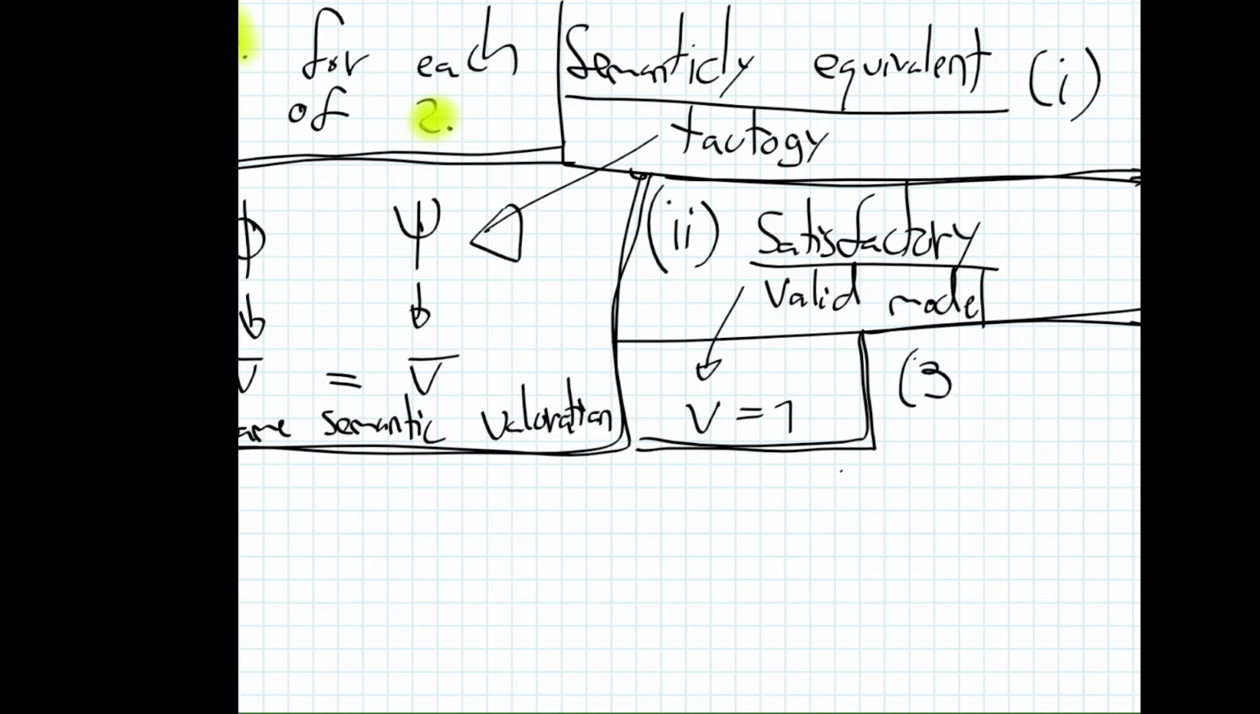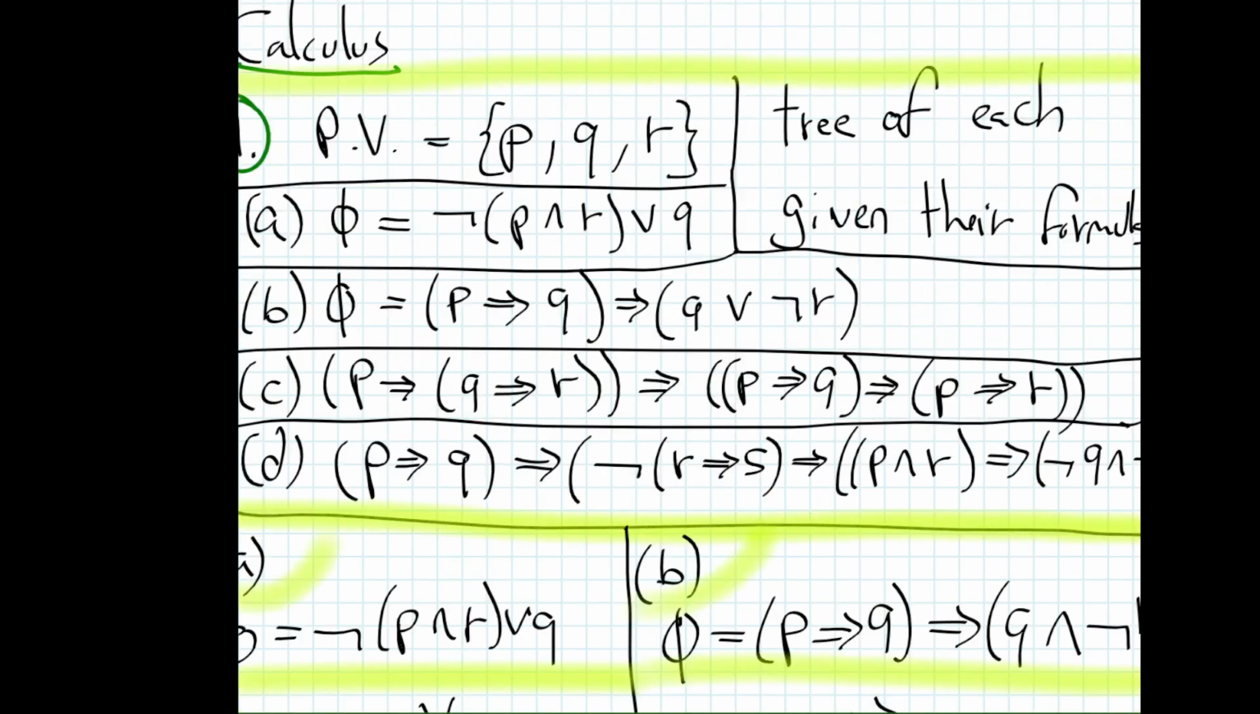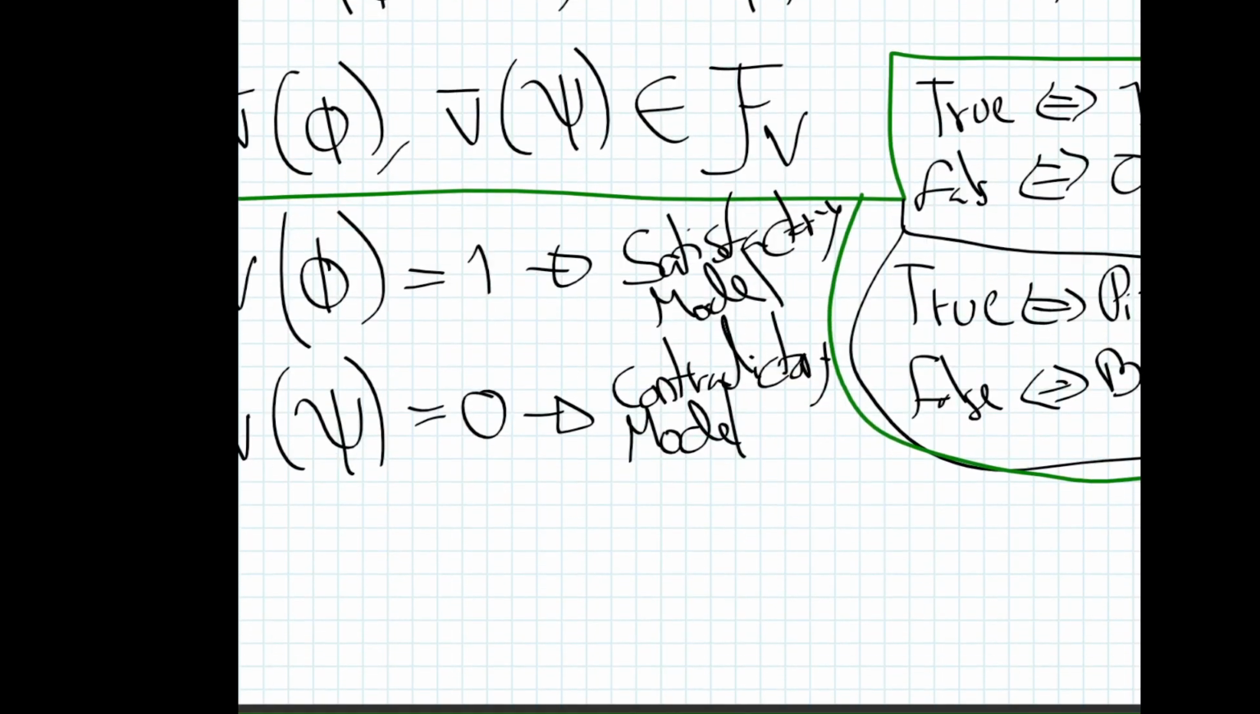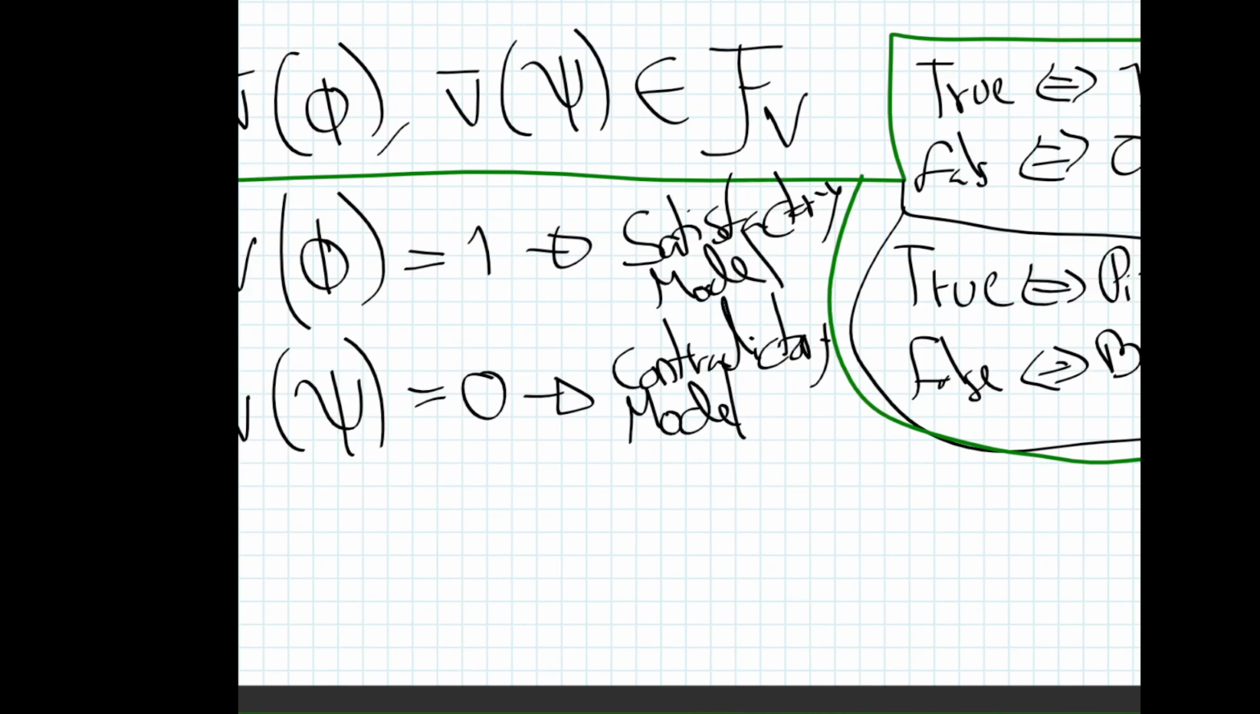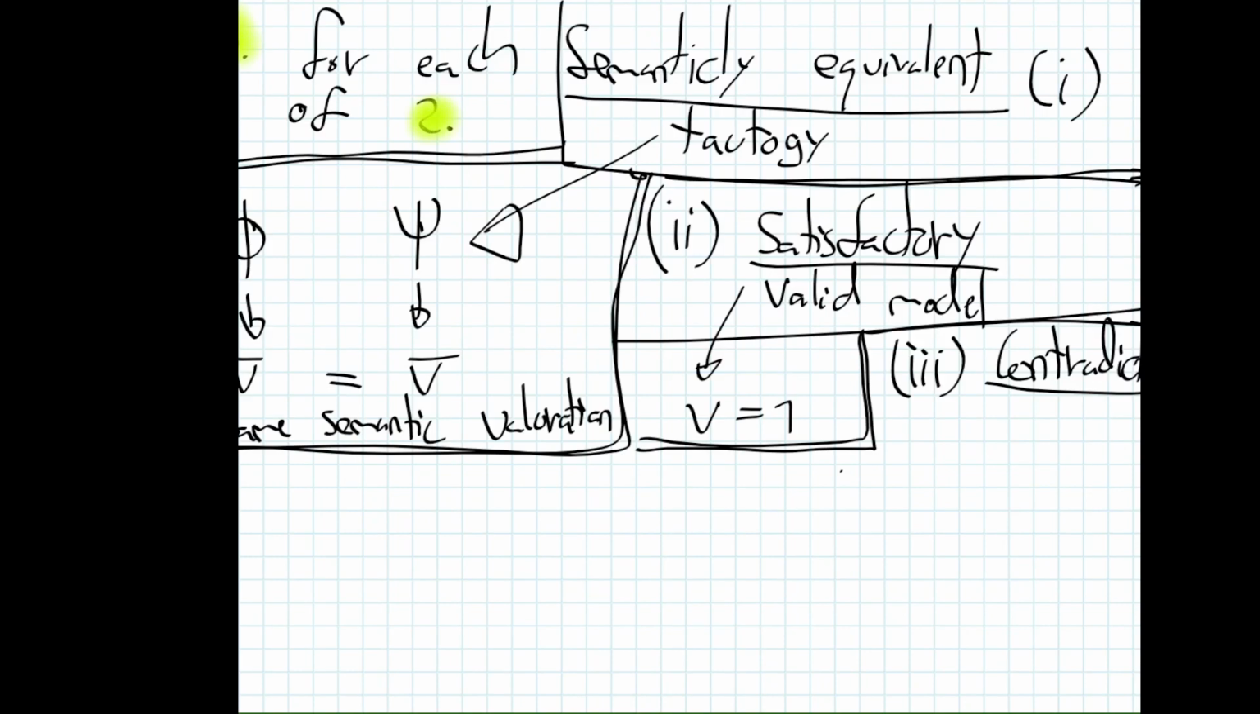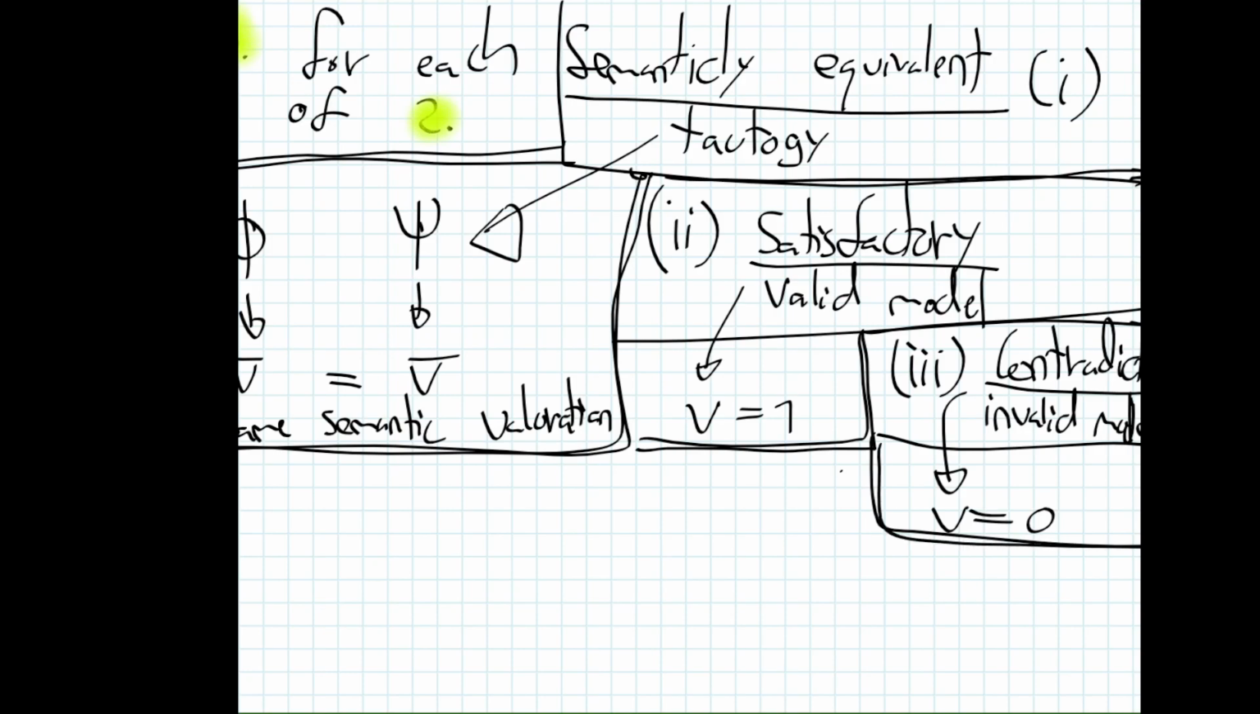And on the third part, the third numeral, we have to check if it's contradictory. Now let's see what that meant precisely. A contradictory model is one which results in an untruth, a 0 or a false. So if it is invalid, then V, the absolute valuation, is 0. So let's begin.